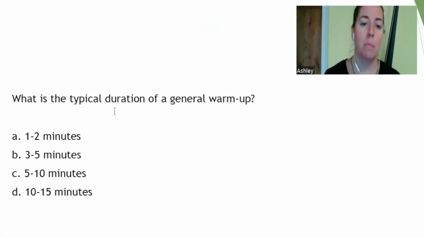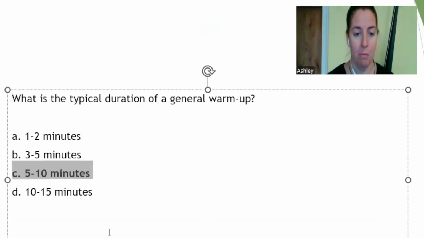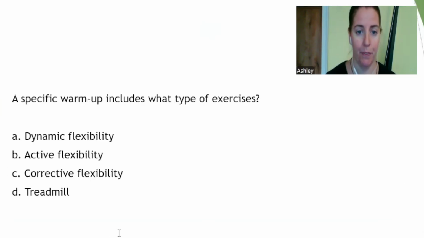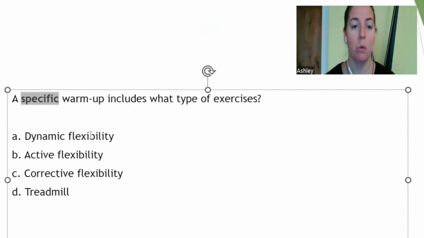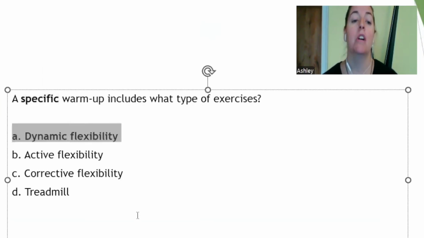All right, what is the typical duration of a general warm-up? Doesn't matter if it's general or if it's specific, it's always going to be 5 to 10 minutes. A specific warm-up includes what type of exercises? So remember, that was the one that would be more of the athletic warm-up. So that's where we're going to be doing the dynamic flexibility.